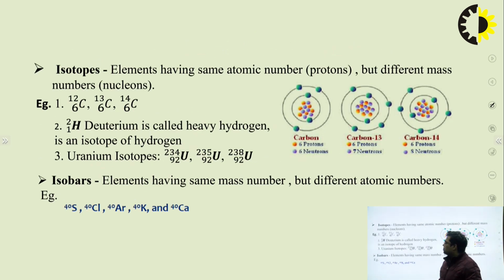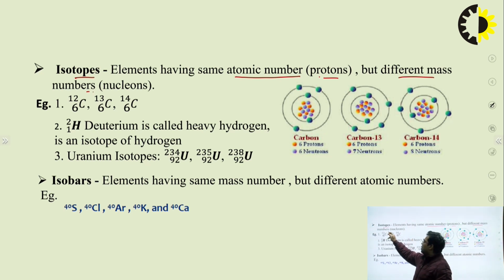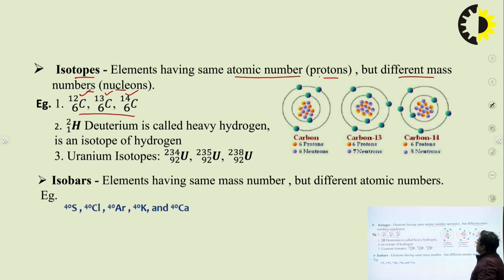Another thing to notice is isotopes. What are isotopes? Isotopes have the same atomic number, that is, the same number of protons, but different mass numbers. For example, the carbon atom has isotopes with mass numbers 12, 13 and 14, but the atomic number is the same, that is 6. Another example is deuterium. Different isotopes of uranium are also available.